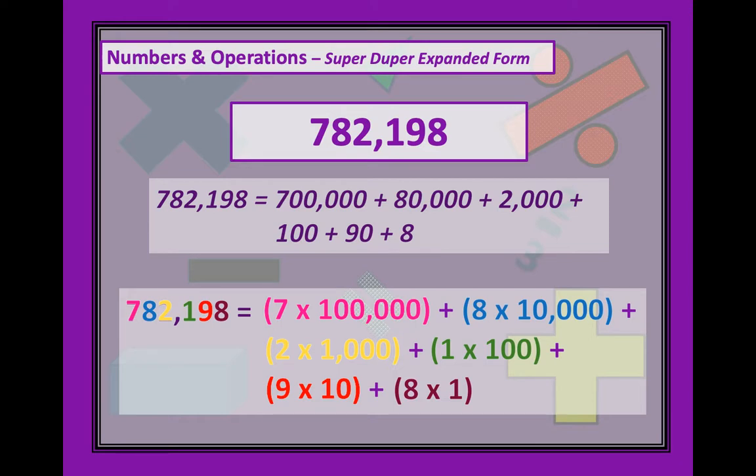And you should also see the names for all of the place value places. The 7 is in the hundred thousands place. I should see the number 100,000. I should see the 10,000 for the 10,000s place, the 1,000 for the thousands place. You should always see the digit times the place that it's in.